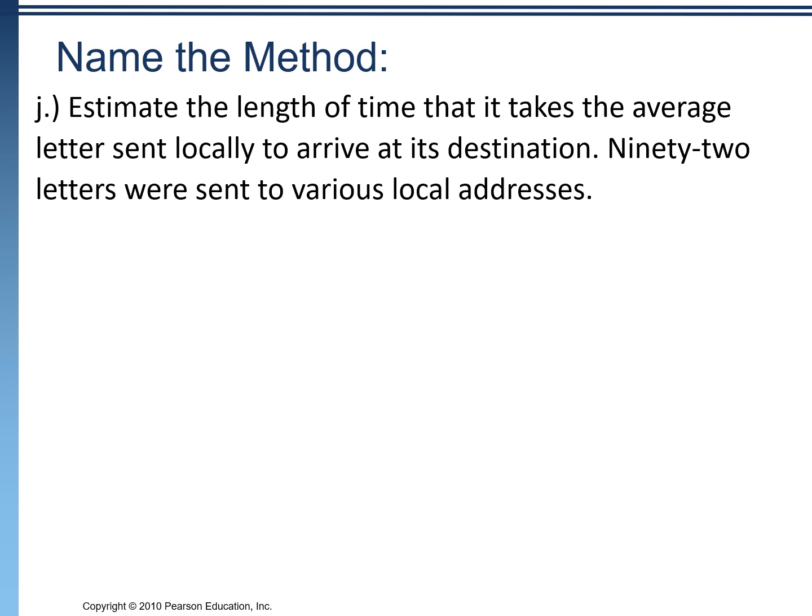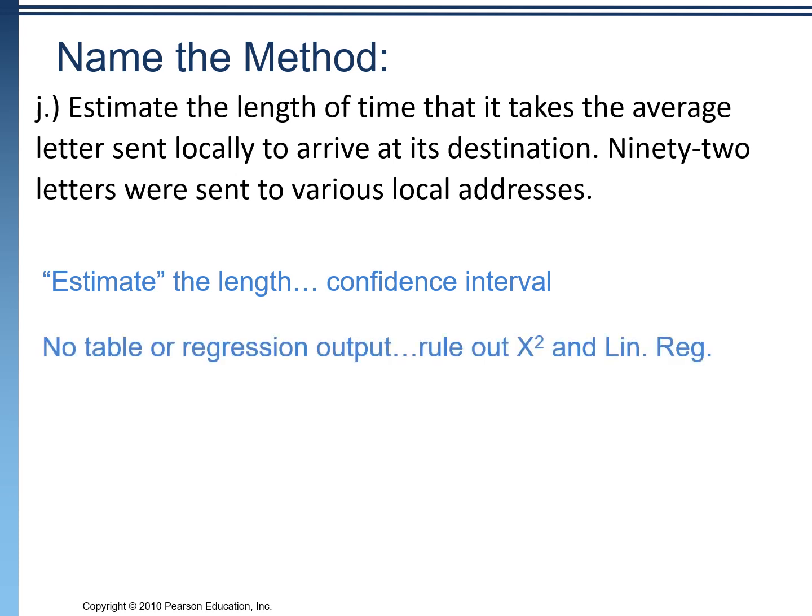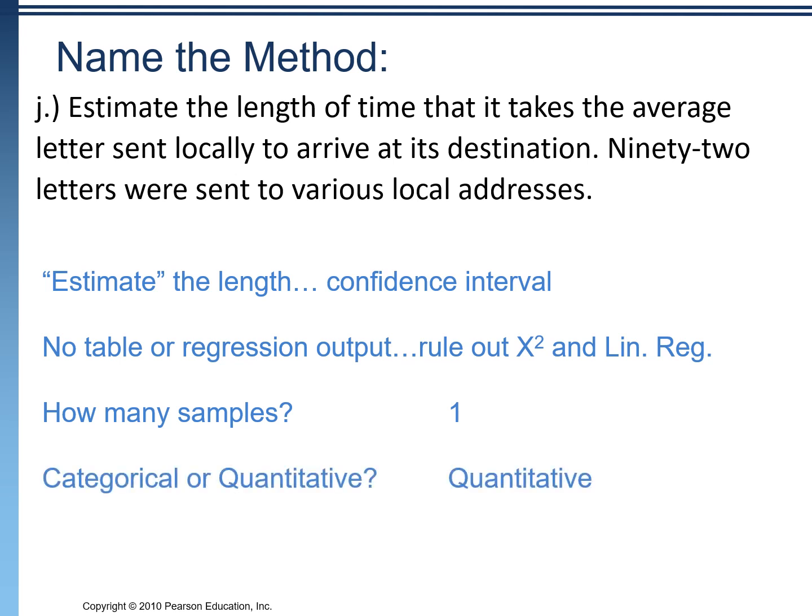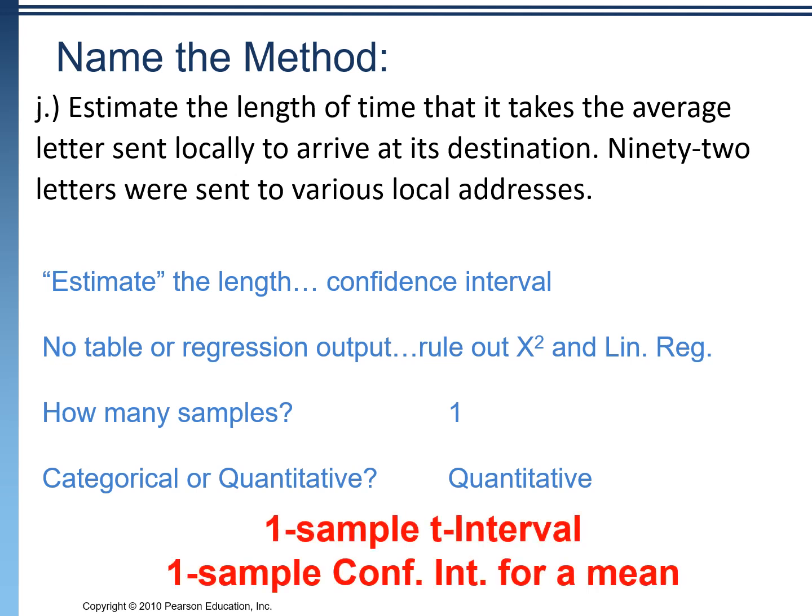Before we get into our next question stem, we're going to practice naming the method. Estimate the length of time that it takes the average letter sent locally to arrive at its destination. 92 letters were sent to various local addresses. So since we're being asked to estimate the length, this is a confidence interval. We don't have a table or a regression output, so we're going to rule out chi-squared and linear regression. There is one sample here, and it's a quantitative variable. It's how long it takes to get to its destination.